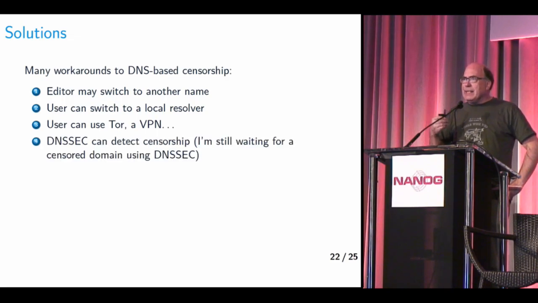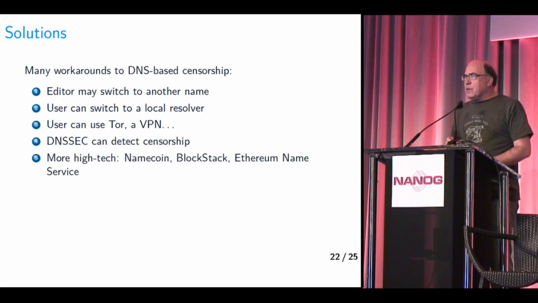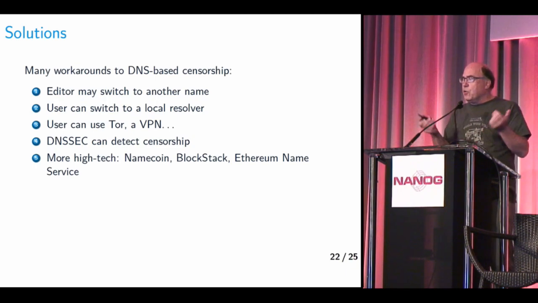DNSSEC itself can detect censorship. It does not solve it, but at least it makes it explicit. But up to now, all the domains that I have seen censored were not signed with DNSSEC, so I have not been able to see what happens with DNSSEC. And of course, if you like high-tech solutions, everybody these days is talking about the blockchain. So you have several blockchain-based solutions, such as Namecoin or Blockstack, or the new Ethereum Name Service, which is vaporware today, but may happen one day, which will allow people to resolve names into addresses in a way which is much more difficult to censor.